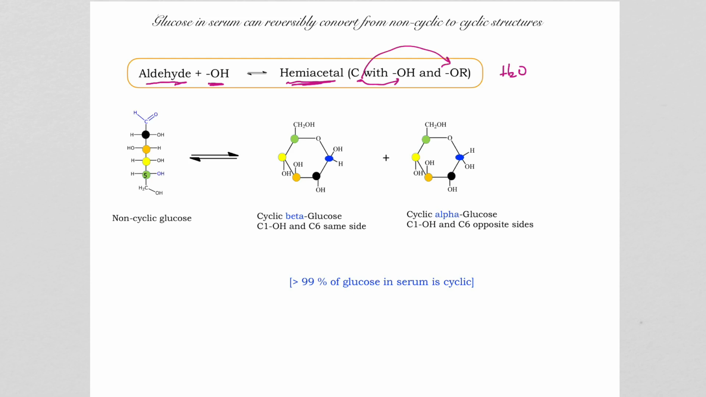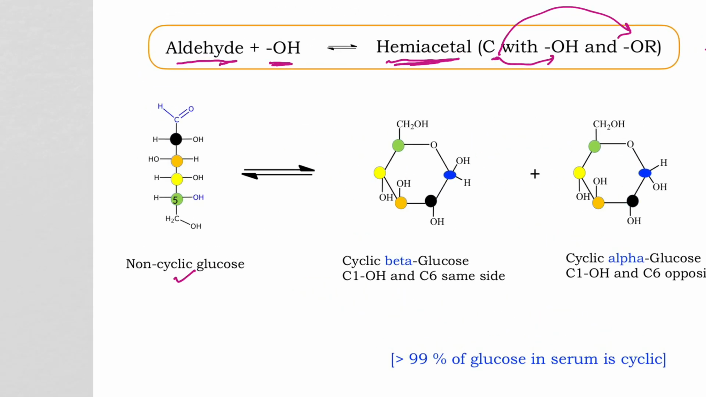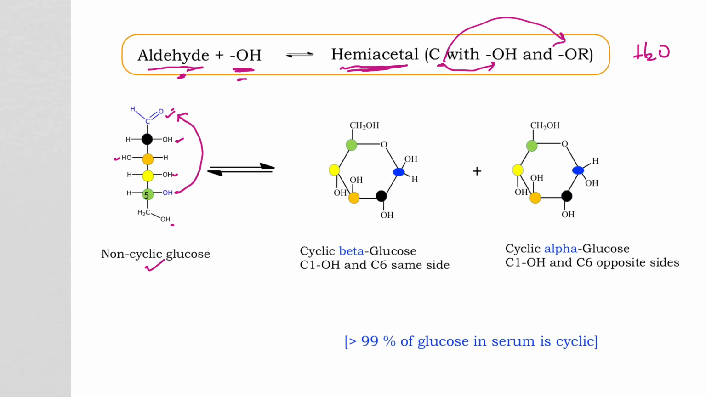Let's look at this by looking at what happens to glucose. So here's one form of glucose, the non-cyclic form. You can see the aldehyde group is here, and there are so many hydroxyl groups. Remember the reaction between aldehyde and hydroxyl. Basically any of these hydroxyl groups can react with this aldehyde. But the most stable structure is obtained when this aldehyde reacts with the hydroxyl on carbon number 5.